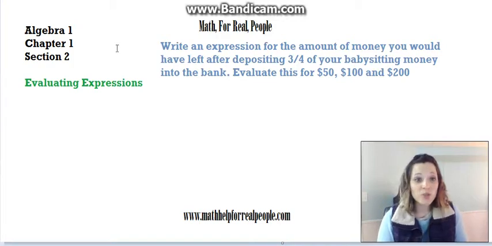And now the last thing I will show you for evaluating expressions is a story problem, of course. Now this one says, write an expression, so we have to write an expression first, for the amount of money you would have left after depositing 3/4 of your babysitting money into the bank. So you babysit and you're putting 3/4 of that money into the bank every time, and then they want you to evaluate, meaning figure that out. How much will that be after $50, $100, and $200? How much will you have in the bank? So a real world situation using some algebra to get you used to it.